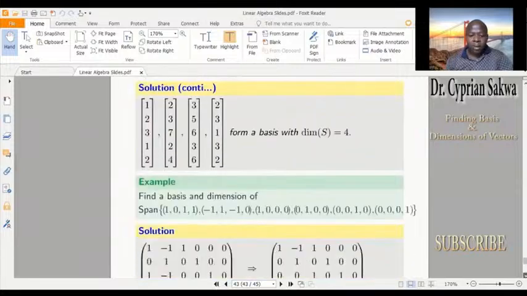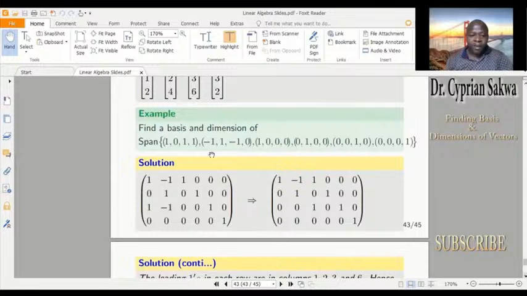Okay, let me now look at another example here. Find the basis and dimension of this span. This span has how many vectors? 1, 2, 3, 4, 5, and 6 vectors.